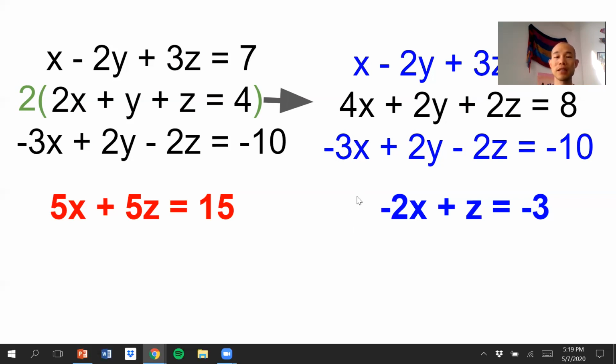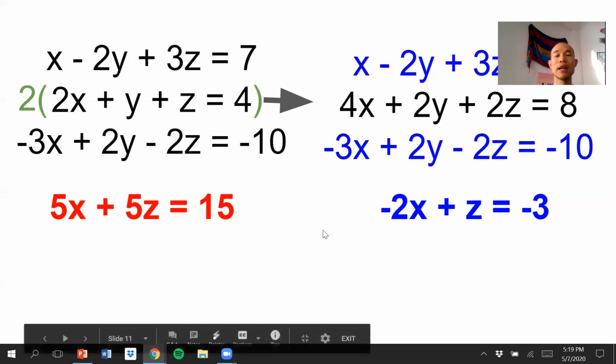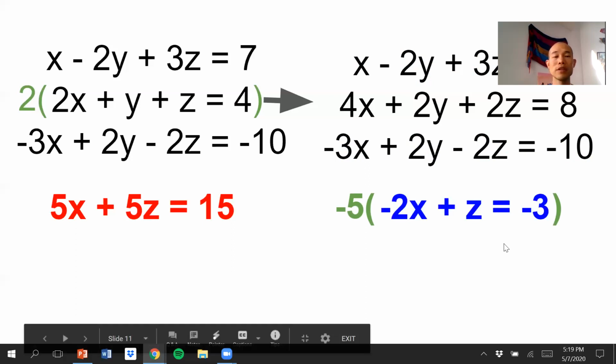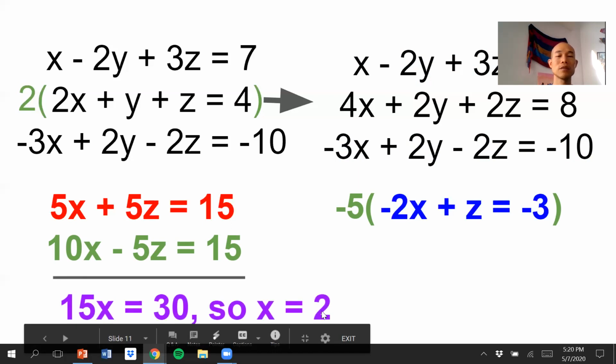All right, so now we've got two equations with two variables, x and z. So we're going to have to combine these to solve for x and z. You can do it a number of ways. You could divide all these by 5 and multiply. I'm just going to multiply -5 to this one on the right so that the z's will cancel. Once I multiply -5 to the blue equation, I will get 10x minus 5z equals 15. And you'll notice those z's eliminate nicely. And we are left with 15x equals 30, so x equals 2.